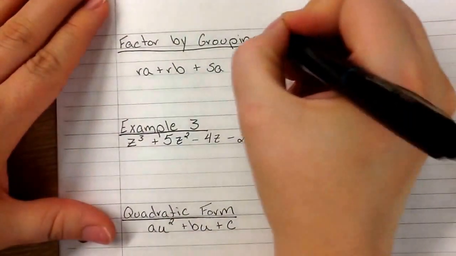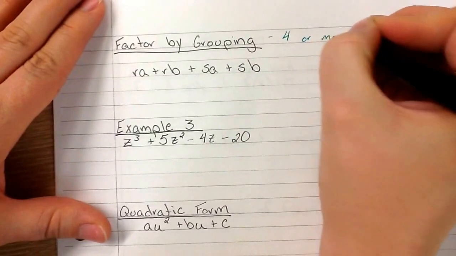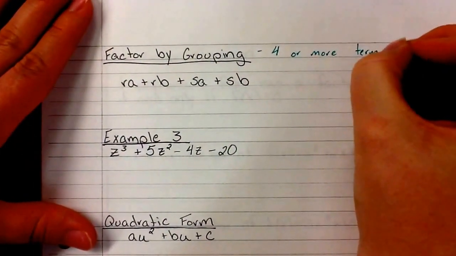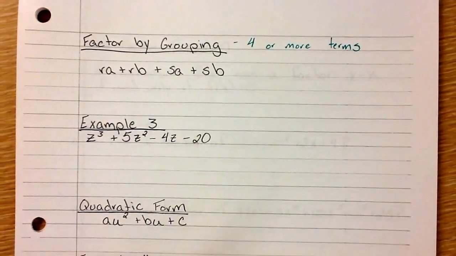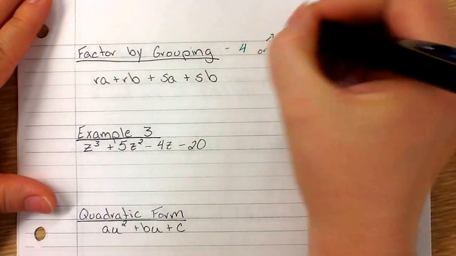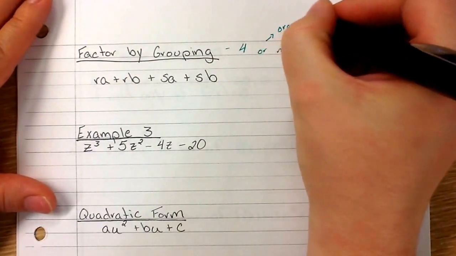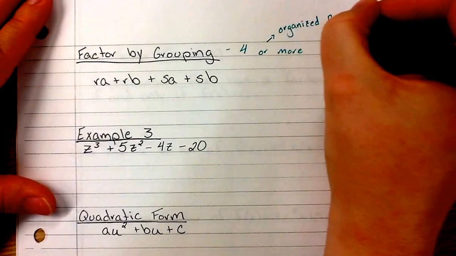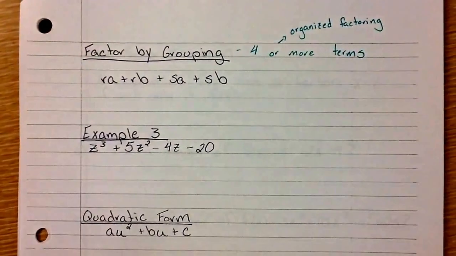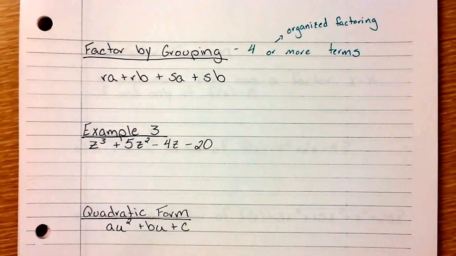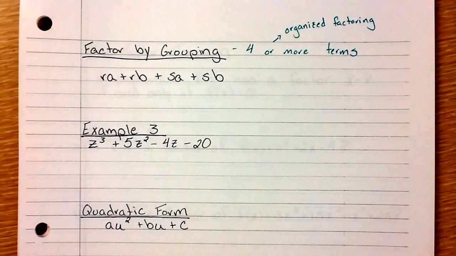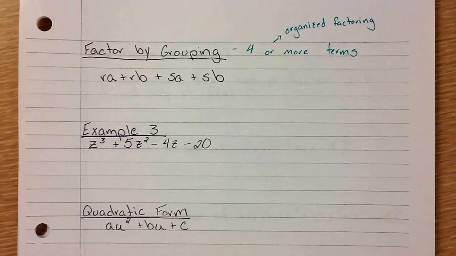How factoring by grouping works is this is most useful when you have 4 or more terms. If you have 4 or more terms, factoring by grouping is always a good place to look. And we actually factor by grouping when we do organized factoring. You remember organized factoring of quadratics? That involves some factoring by grouping. So to factor by grouping, what we do is we take the addition and we group the first two normally and the last two. You might have to do some rearranging sometimes depending on how you group.